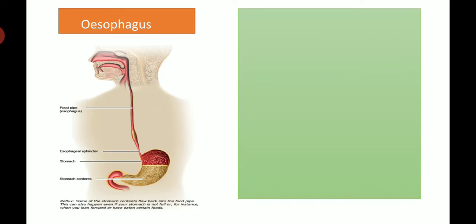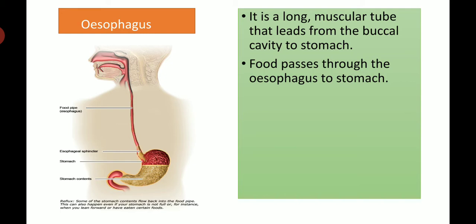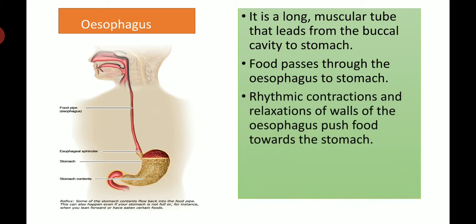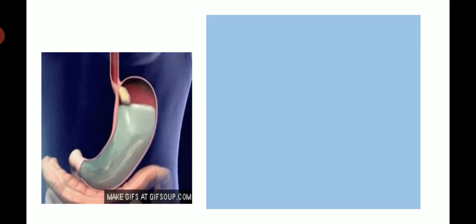Now children, we come to the food pipe that is known as the esophagus. You see how the esophagus is connected from the mouth till the stomach region. It is a long muscular tube that leads from the buccal cavity to the stomach. The food passes through the esophagus to the stomach. The rhythmic contraction and relaxation of the walls of the esophagus push the food towards the stomach, and no enzymes are secreted in the esophagus.